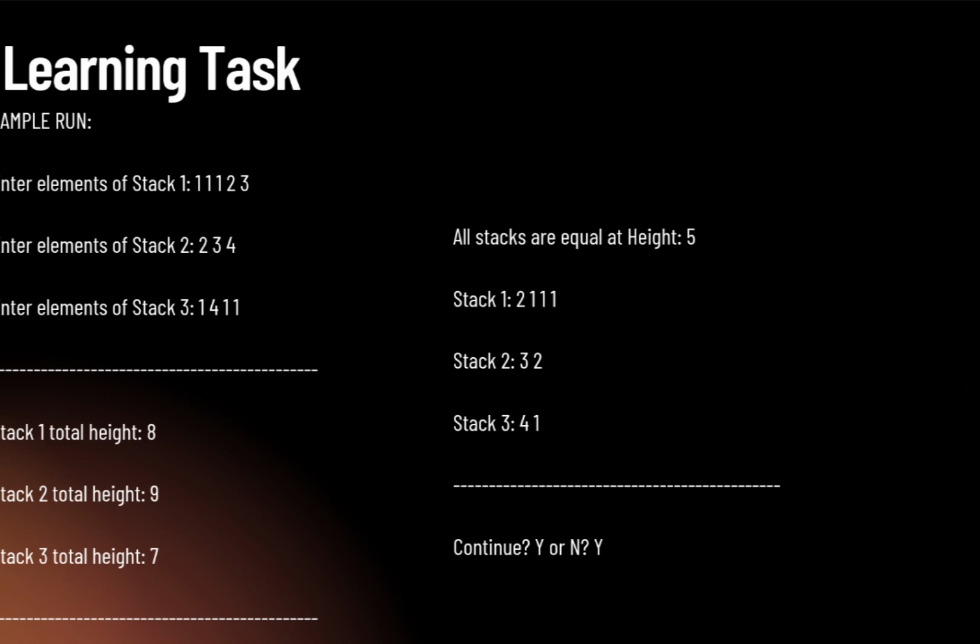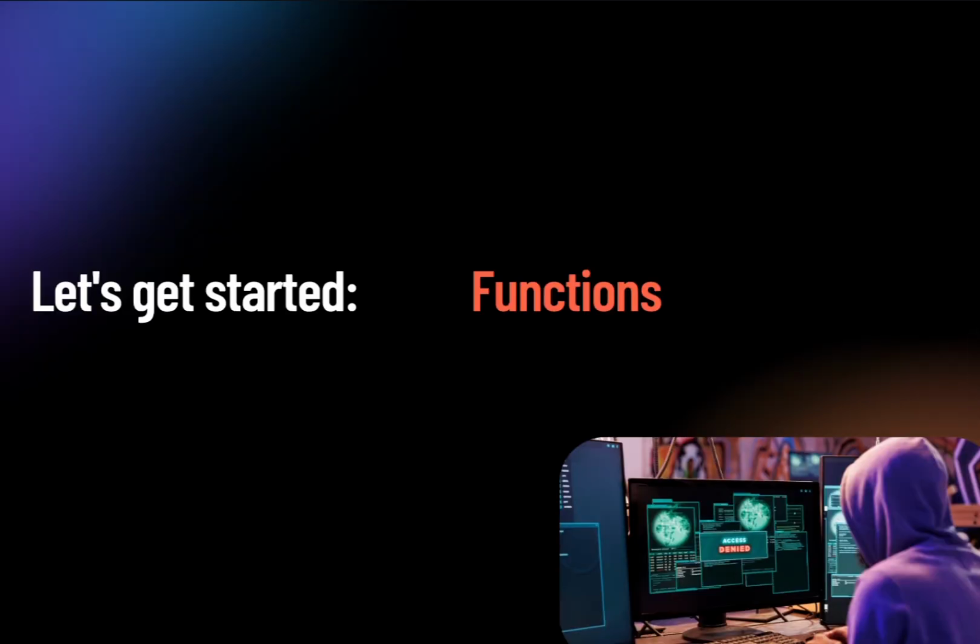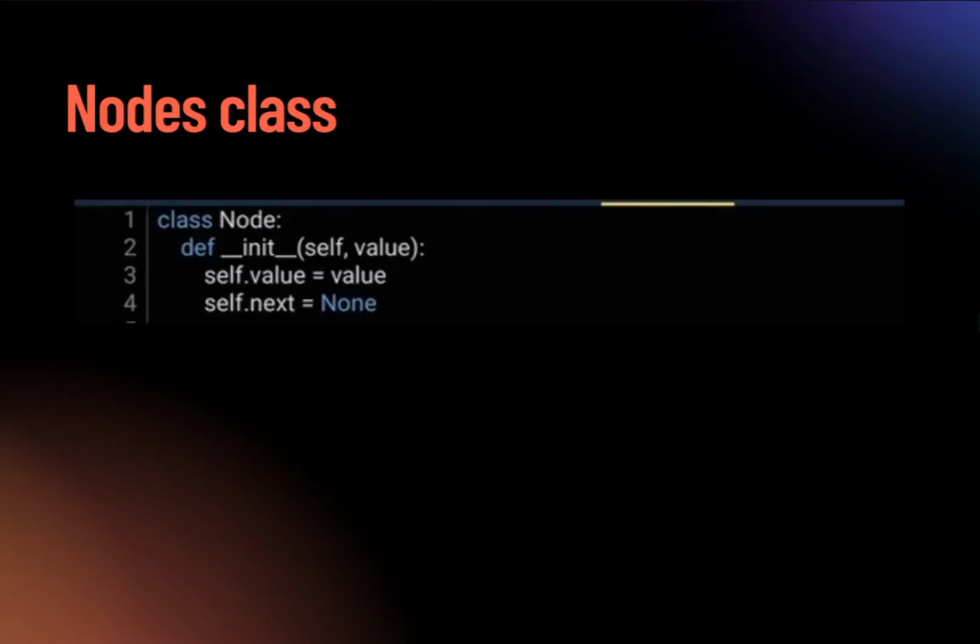Okay, let's get started with the functions. In this section of the video, I will explain each function and how they work in the code. First is the node class. The node class represents each node in the program. Inside, there is the init function that creates a node every time it is called.